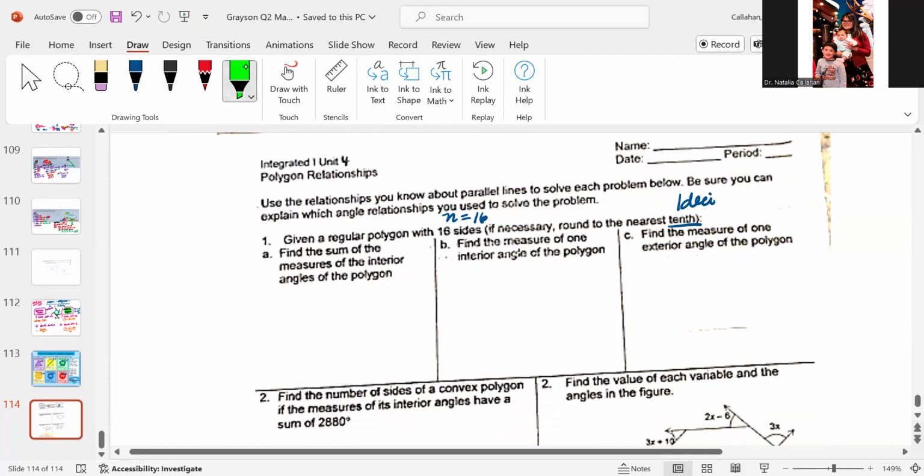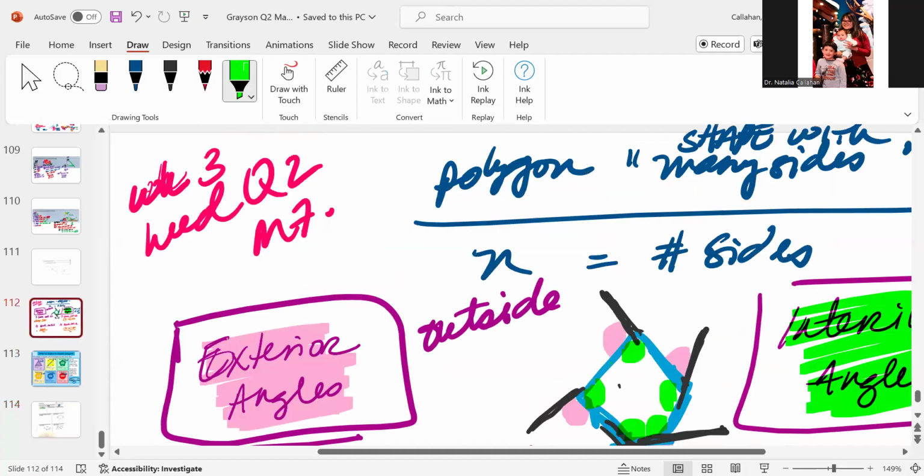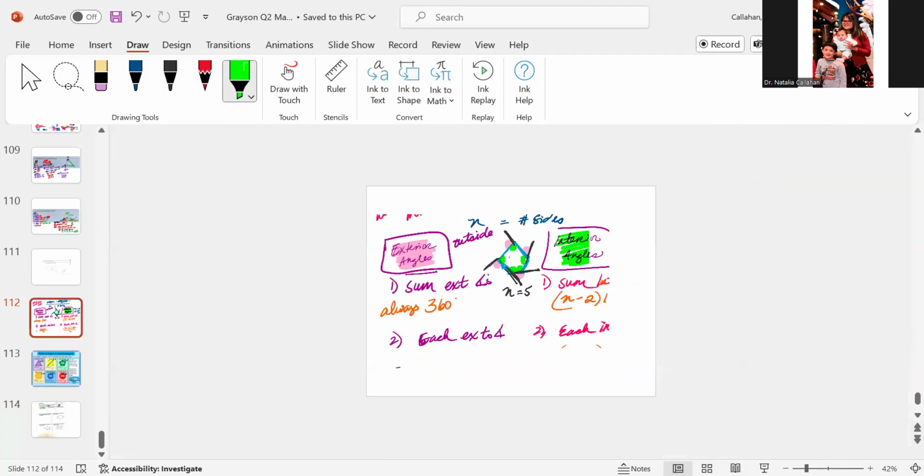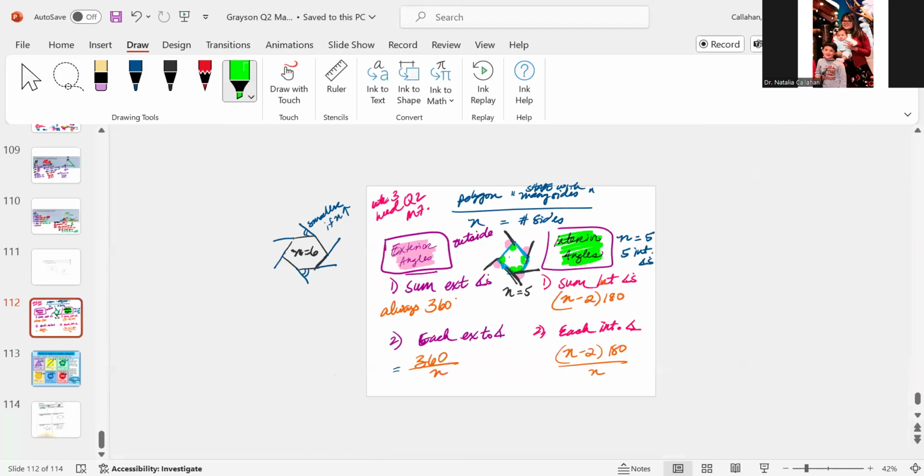So, are we looking at sum or each? Interior or exterior? So, you got to make sure you have those two, right? So, then you can go back here and go, okay, I'm looking at sum interior. Which equation am I going to use? I'm going to change this number here. Can you change that number so that this is going to be 3 and this is 4? Can you change it in your paper? Your notebook. Go to your notebook and change that.